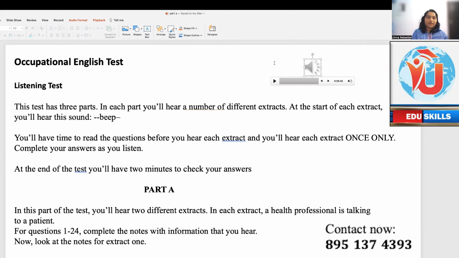So why am I saying this? This is the first page. Now look at the notes for extract 1. Only at that time can we turn the page. For Part A, we will get 30 seconds only to read the questions, no more seconds. That's the reason I am showing this introduction. This is one page, and the next questions will come on the next page only. When they say now look at the notes for extract 1, only then can we move to the next page. Otherwise it will count as malpractice.